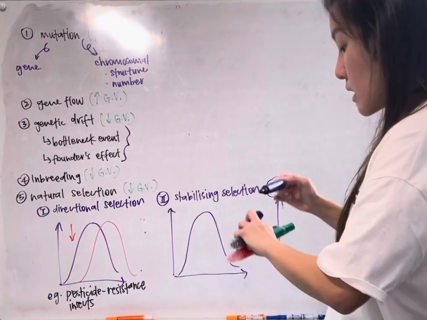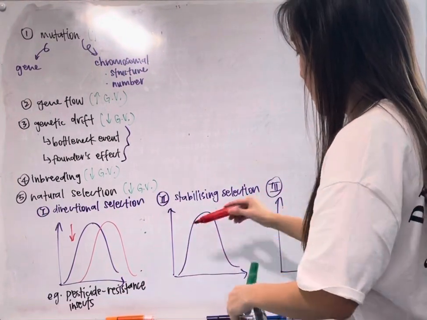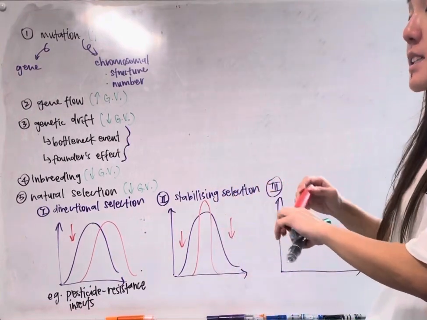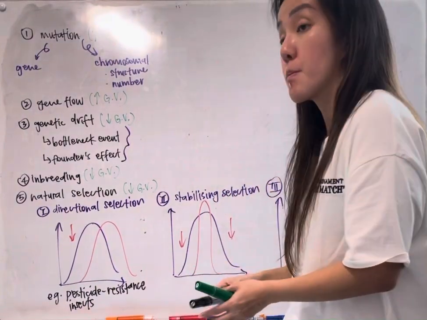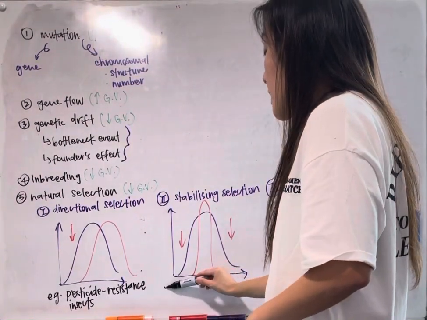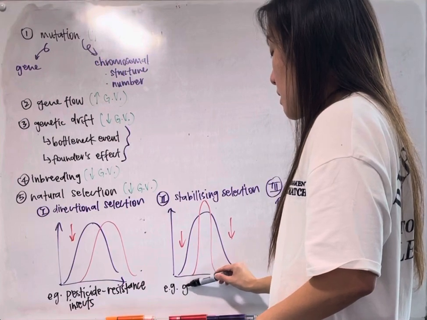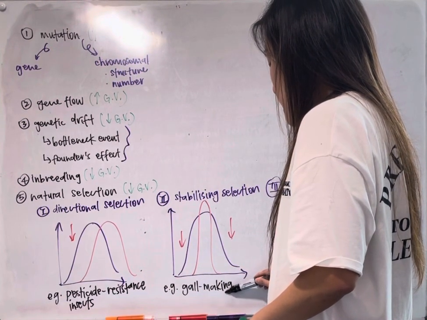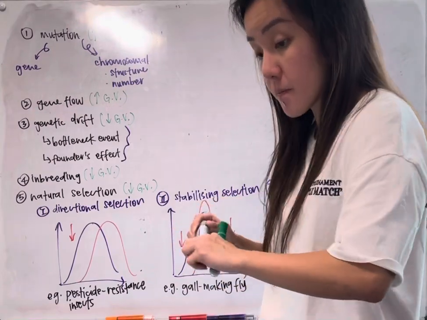Select for the intermediate, but again, it selects against both extremes. So stabilizing selection, as you can see, brings about phenotypic stability. An example of stabilizing selection, I said, please learn an example so you know how to associate. Alright? So the example I give is the gall-making fly.